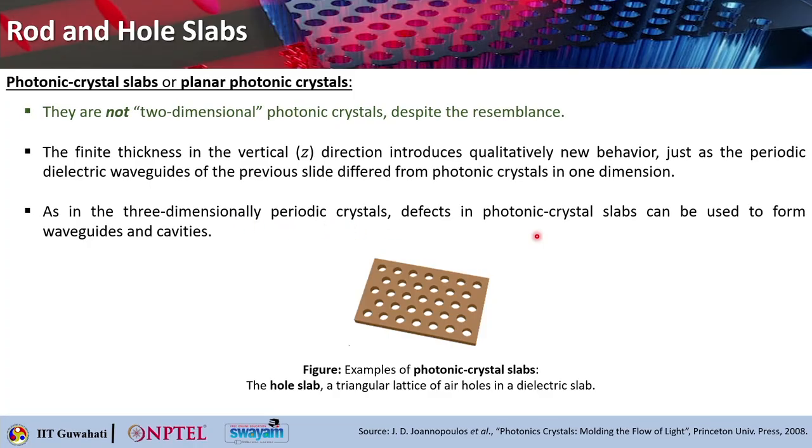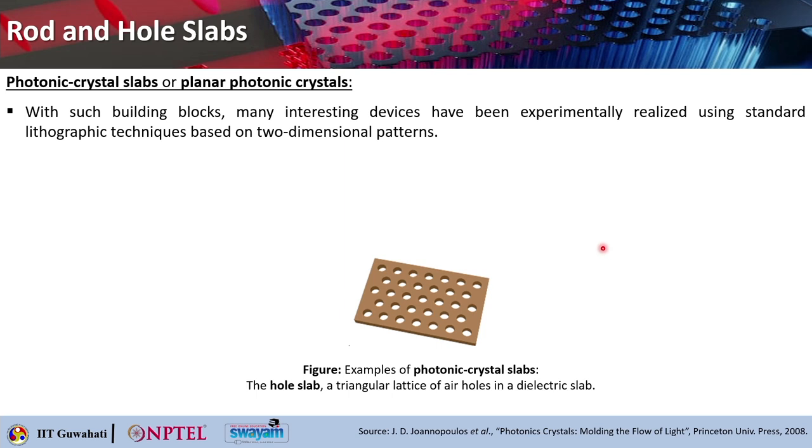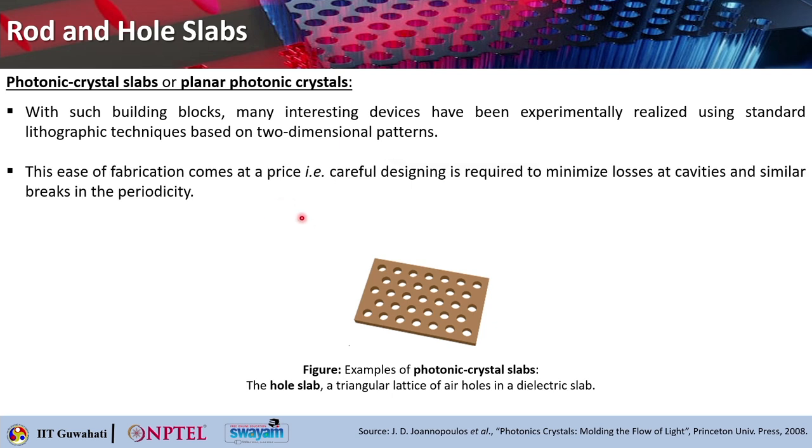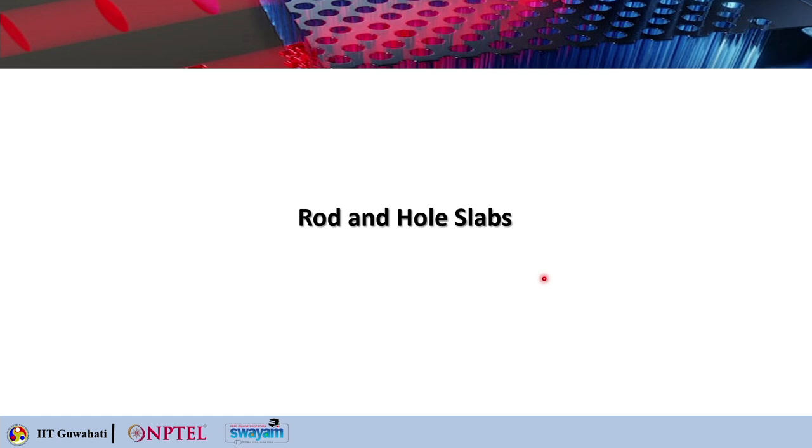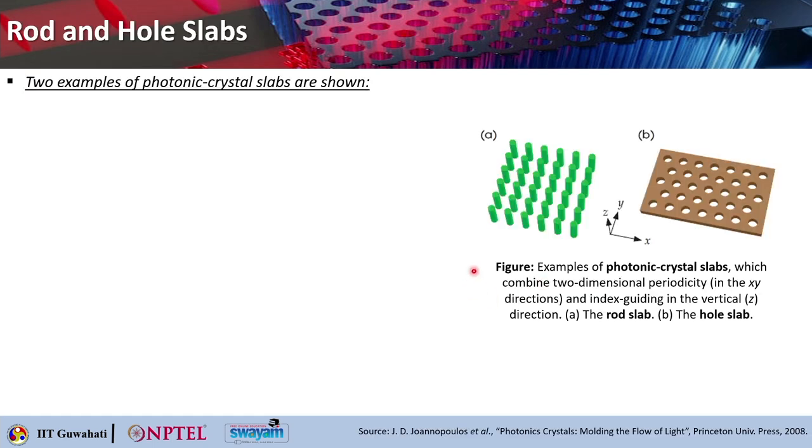Now, as in three-dimensionally periodic crystals, defects in photonic crystal slabs can be used to form waveguides and cavities. That we'll discuss later, maybe in the next lecture. Here we'll mainly analyze some new features. With such building blocks, many interesting devices have already been experimentally realized using standard lithographic techniques based on two-dimensional patterns. This ease of fabrication comes at a price: careful design is required to minimize the loss at cavities and similar breaks in the periodicity. So let us take up these hole and rod slab arrays in more detail.